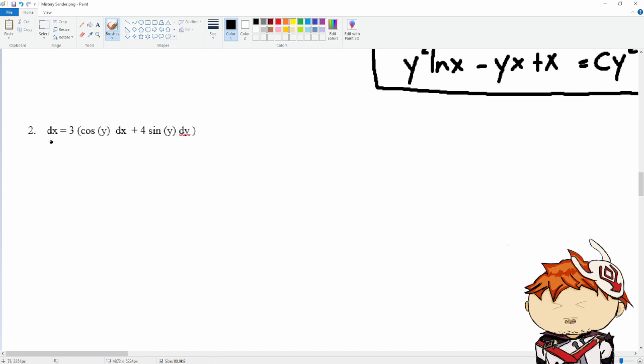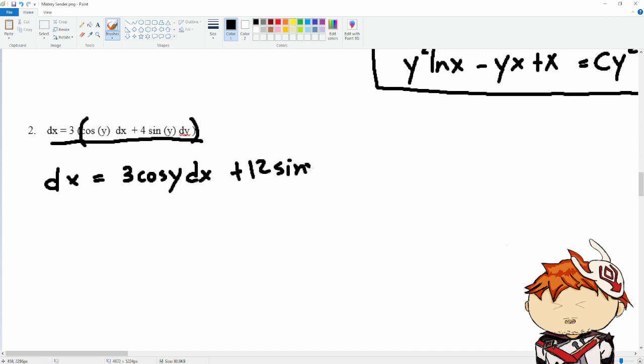First, I want to write this down: 3 cosine y dx, there's a parenthesis here, so that's like 12 sine y dy. I don't want any dx or any variable at the opposite side. I'm always more comfortable having them on the same side. So I'm going to move the other one first, because if it's not on the same side, you have to put it on the same side.